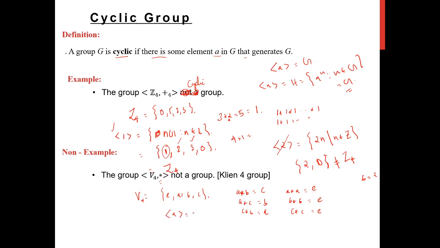Where A generates, A star A is actually E. Again, A star A cube is actually A star A, which is A square star A, which is E star A, which is A. So every element B is actually BE, and C is actually CE. So there is no element in this group that generates V4. Therefore, it is not a cyclic group.